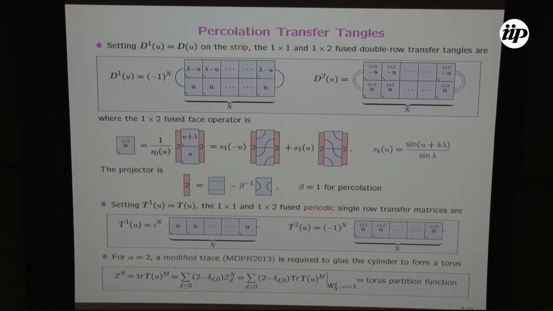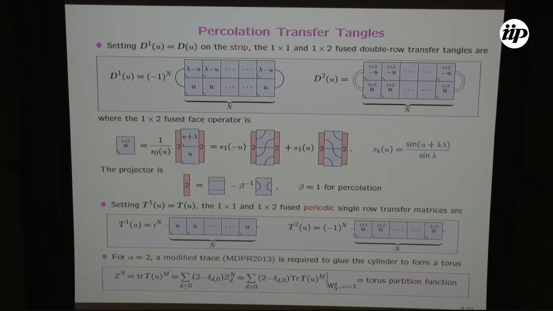We need to set up the transfer matrices, and for percolation there are 2 transfer matrices that are relevant. Let's start on the strip. There is the fundamental double row transfer matrix, which has the simplest possible boundary conditions. You just close arcs on the left and the right. Here is the lower row with spectral parameter u and the upper row with spectral parameter lambda minus u. We use a convenient normalization that will not affect the conformal properties.